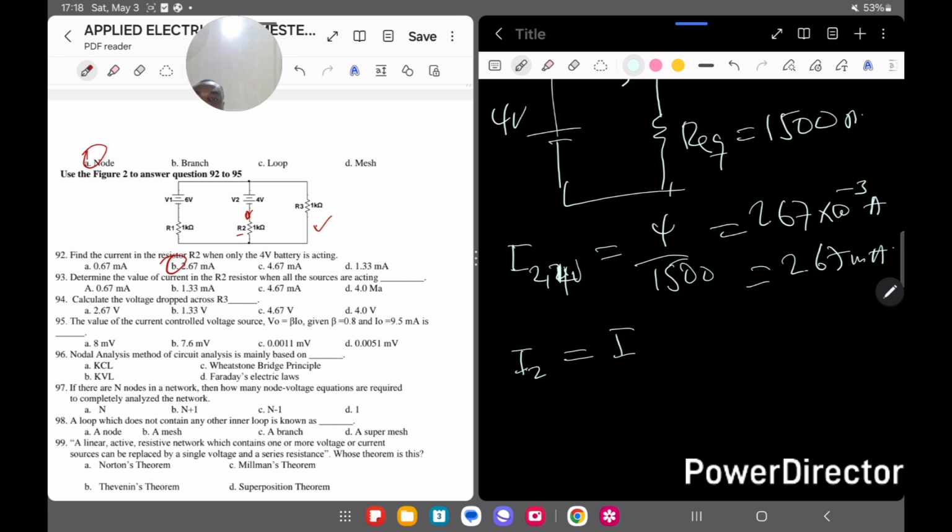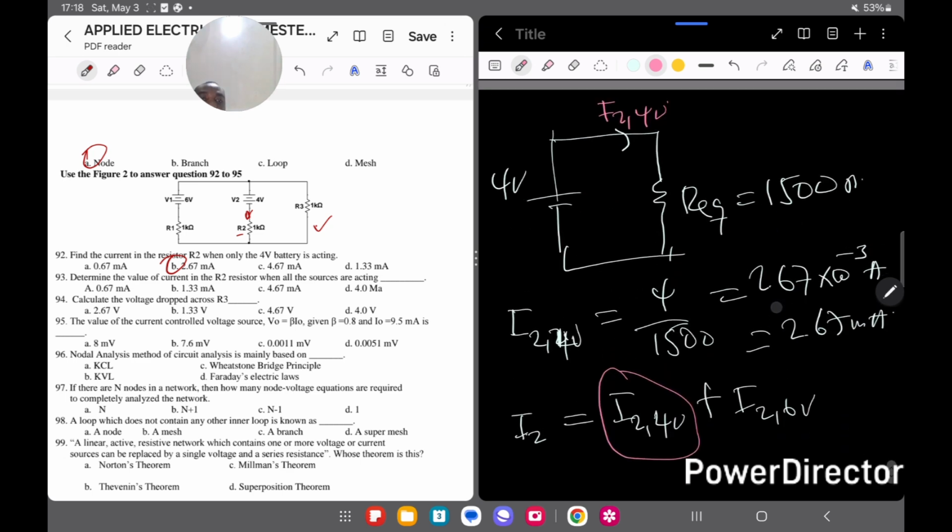The algebraic sum of the current due to the 4 volts acting alone, plus the current due to the 6 volts acting alone. That's what you do here. Now with this, we already calculated the first part, the current due to 4 volts acting alone, from question 2. Now let's get the current when the 6 volts is acting alone.